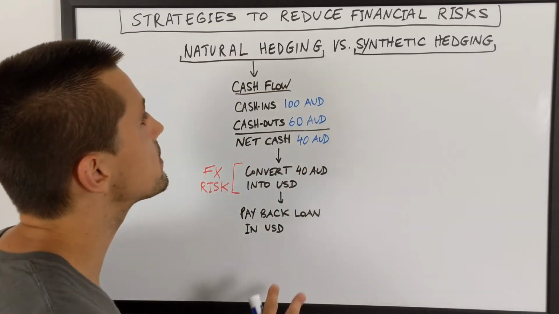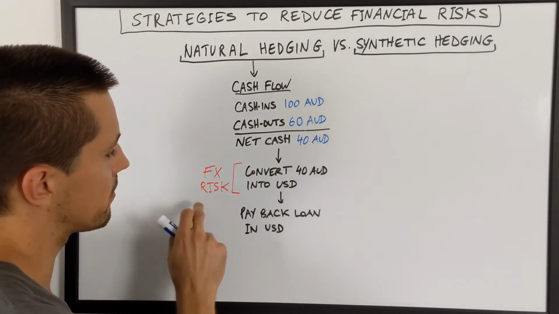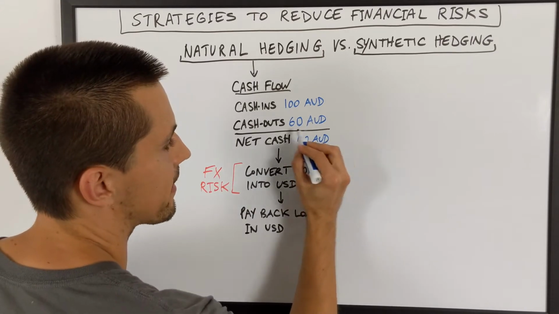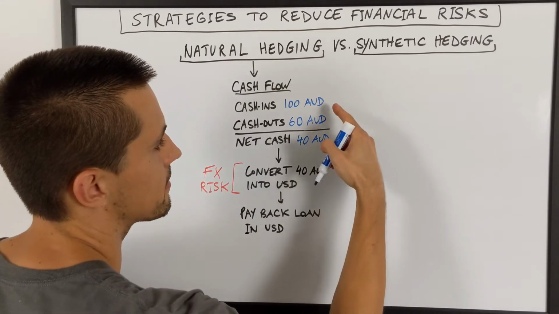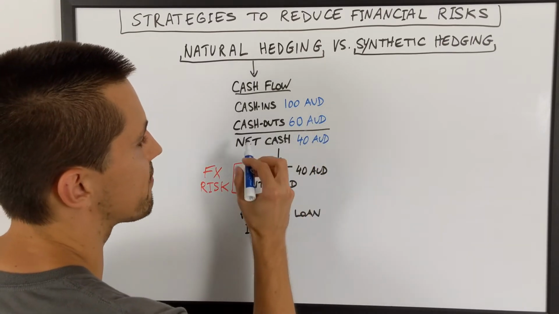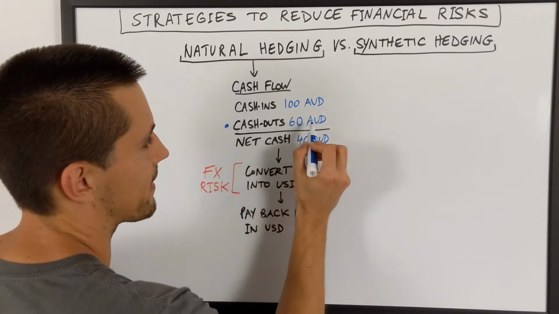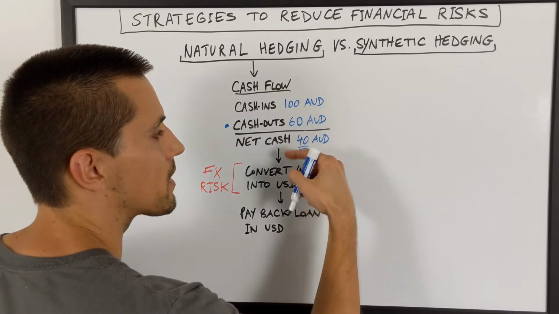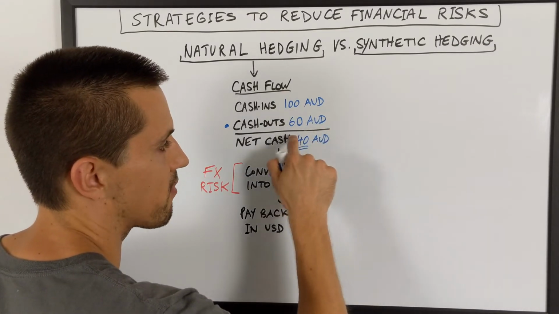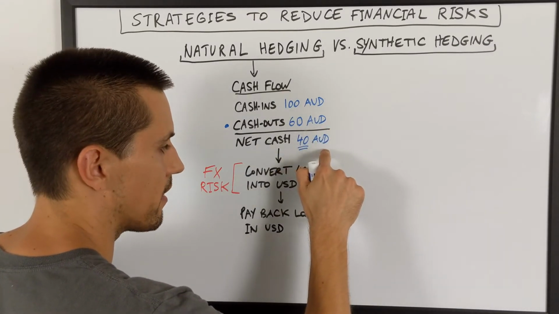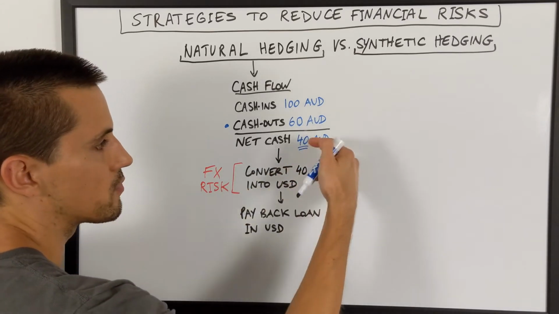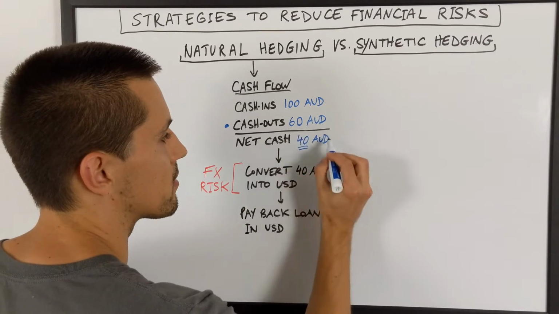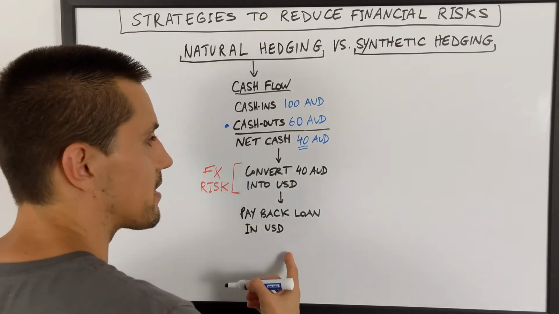So the goal here of natural hedging for foreign exchange risk is to reduce the net cash of a country. So let's say in this example, I need to find a way to increase my cash outs so that my net cash here becomes less. Because if I have less at the end of the month, I don't need to convert too much into US dollars here. So how can I have less Australian dollars at the end of the month?